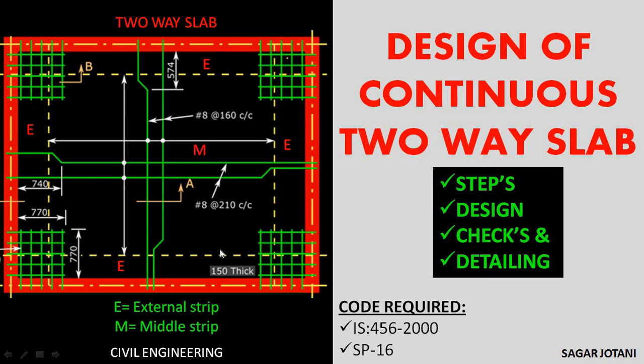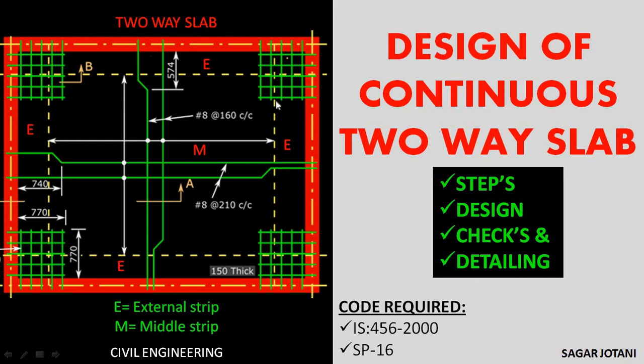Hello guys, and welcome to the session of design of continuous two-way slab. In this session we will learn the design of continuous two-way slab. We will see the steps, then we will see the design, then we will also check the necessary checks, and lastly we will see the detailing of the slab. The codal provisions that you require are IS 456-2000 and SP16.